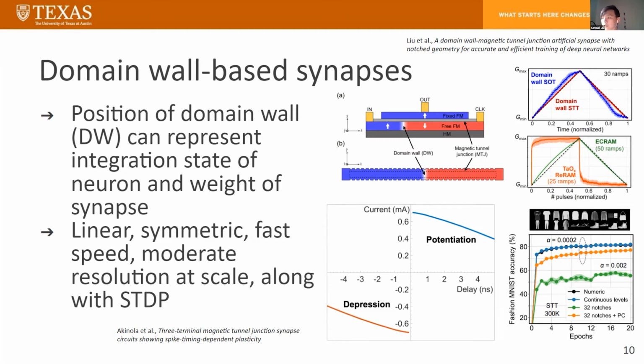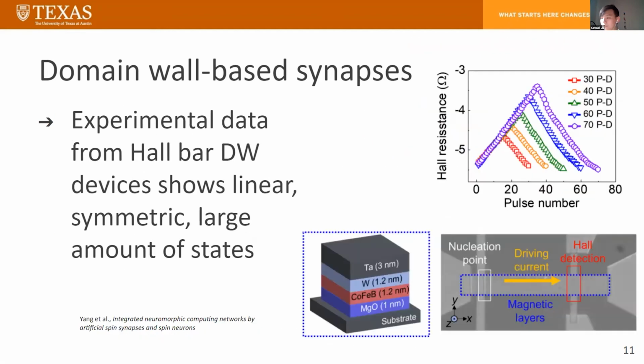They were also shown in Akinola et al. to have an STDP response, so this can be adapted to SNNs as well. And this is for a Hall bar 4-terminal device. You can see experimentally that they have linear, symmetric weights with a large number of states. This is with a maximum of 70 weights shown.